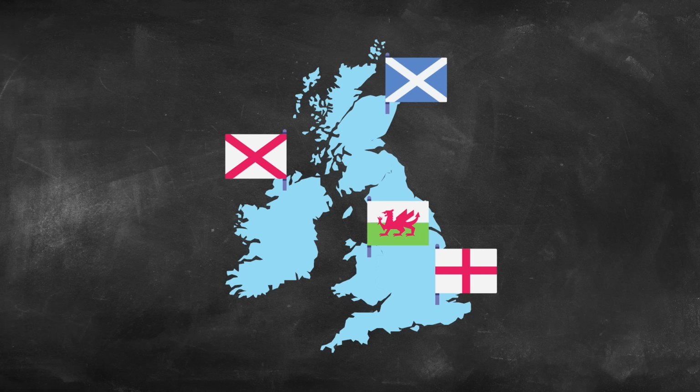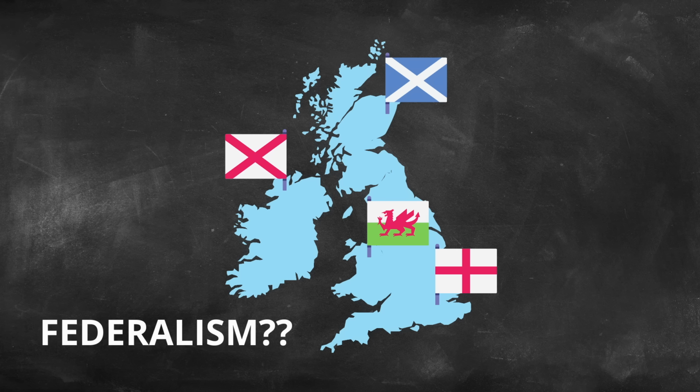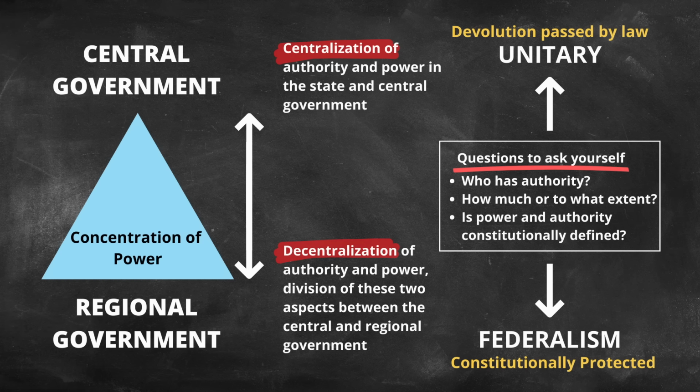While this may sound like federalism, there's one significant difference between federalism and devolution. In federal states, power division is protected and guaranteed by the Constitution. In unitary states, power is shared from the central government to regional governments. Because power is voluntarily shared, power can be taken away as well.